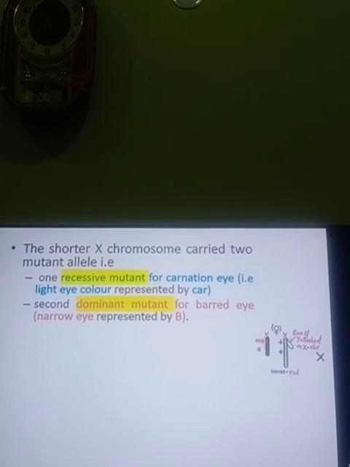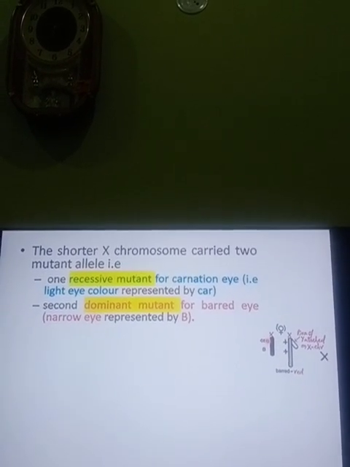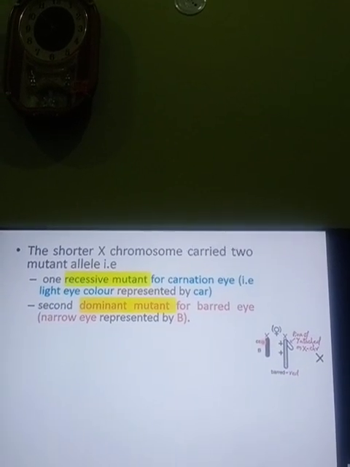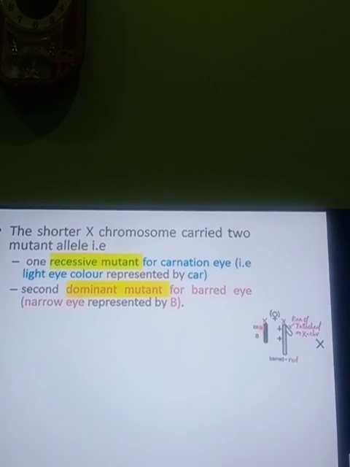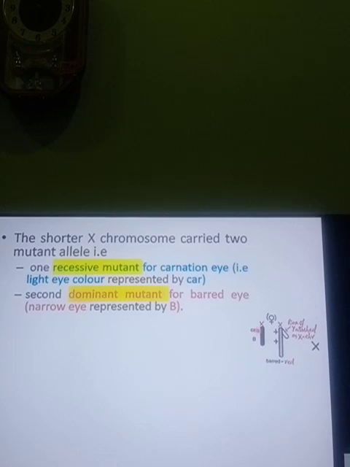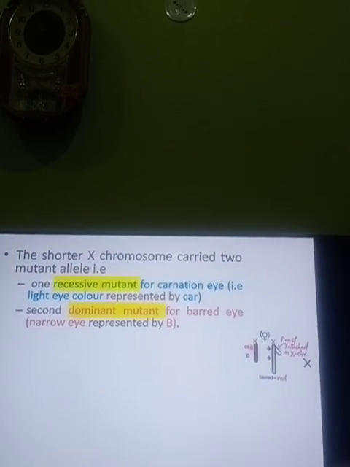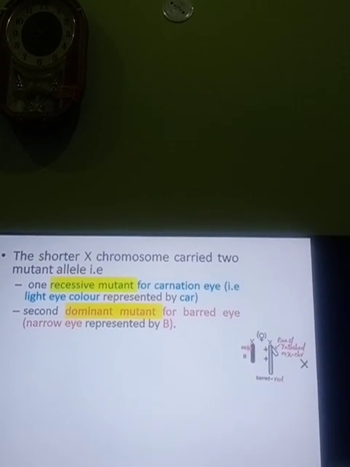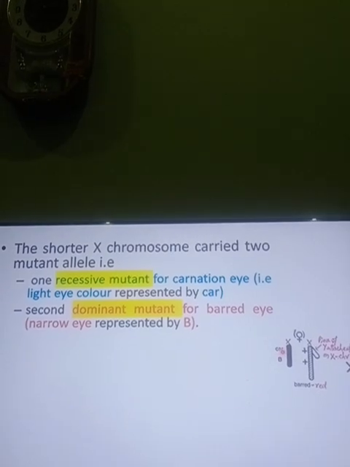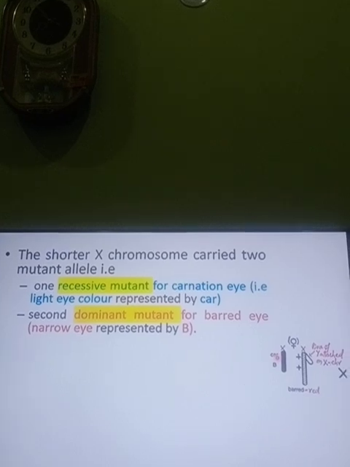The shorter X chromosome carried two mutant alleles: one recessive mutant for carnation eye, that is light eye color, represented by car, and the second a dominant mutant for barred eye, that is narrow eye, represented by the capital B. Here mutant allele means an allele changed by the mutation process.